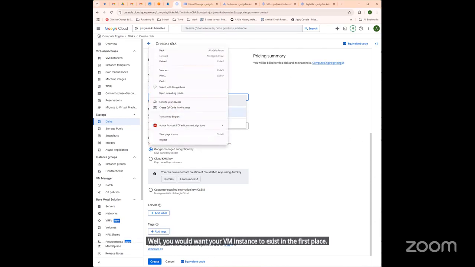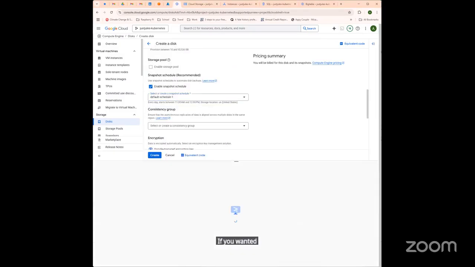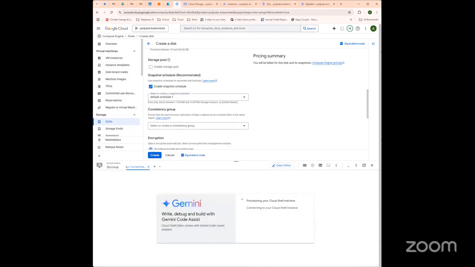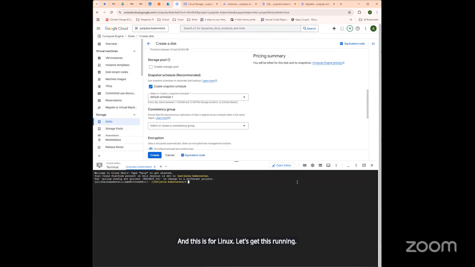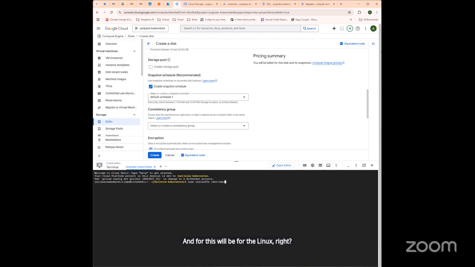All right. And then one command, if you wanted to resize it, let me activate the Cloud shell. Okay. And this is for Linux. Let's get this running. All right. You would do sudo resize2fs /dev/sda1. And this would be for the Linux, right? For Windows, use the disk management utility to extend the volume.